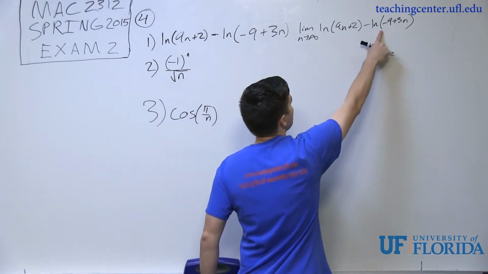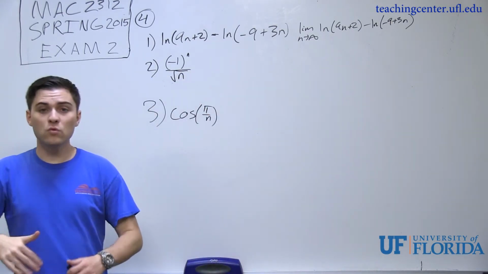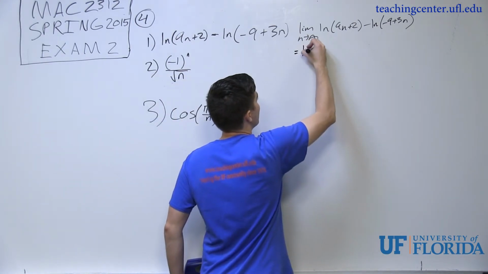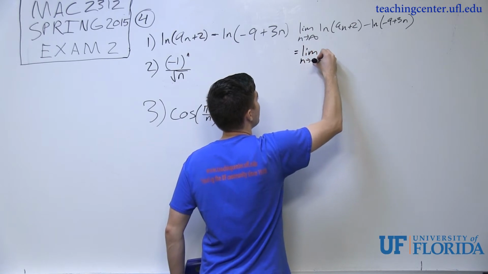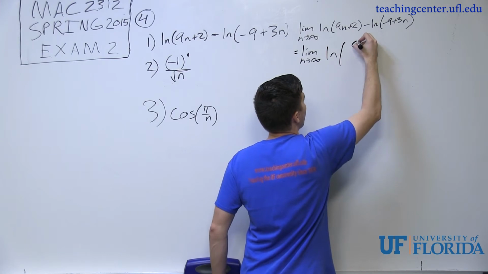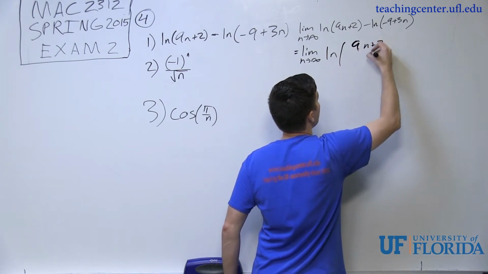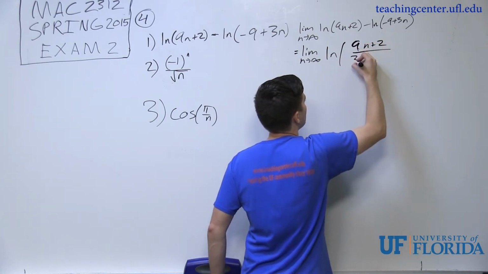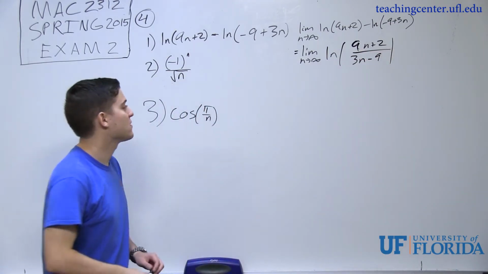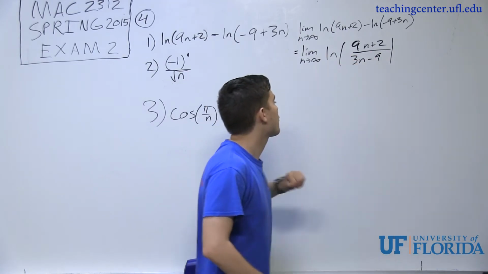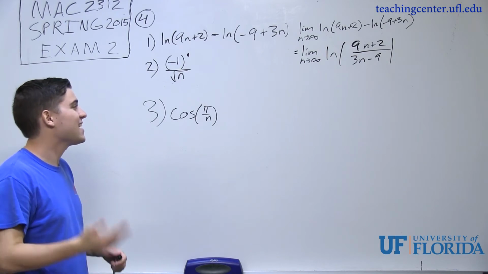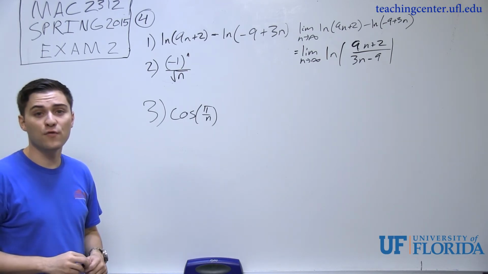So what I'm going to do is take the natural logs, and using the rules of natural logs, combine them into one term. I can rewrite this as the limit as n approaches infinity of natural log of 9n plus 2 over, and I'm going to reverse the order here just to make it in descending power, to make it a little easier on myself. So I have 9n plus 2 over 3n minus 9. Again, if I take the limit of that as n approaches infinity, it's still indeterminate. Now it's just infinity over infinity.